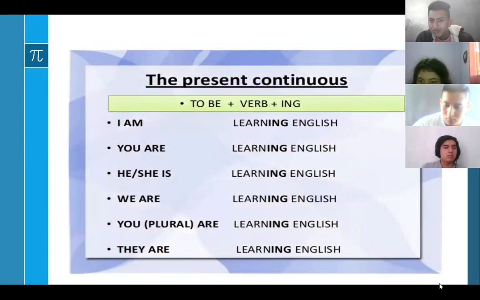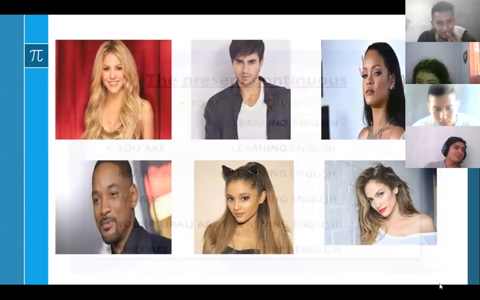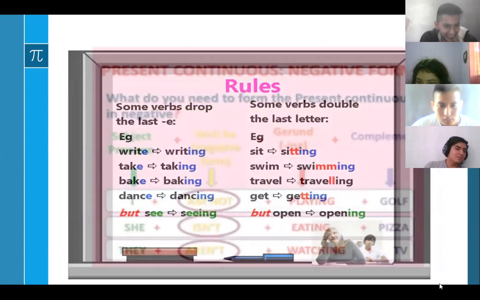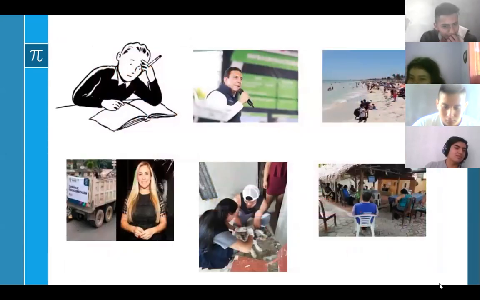Can you see my screen? ¿Si lo puedes ver? Sí. He or she is. She is reading the book. Absolutely. So she or he is reading the book. Porque si no sería él leyendo el libro. No puede ser él leyendo el libro. Él está leyendo el libro.